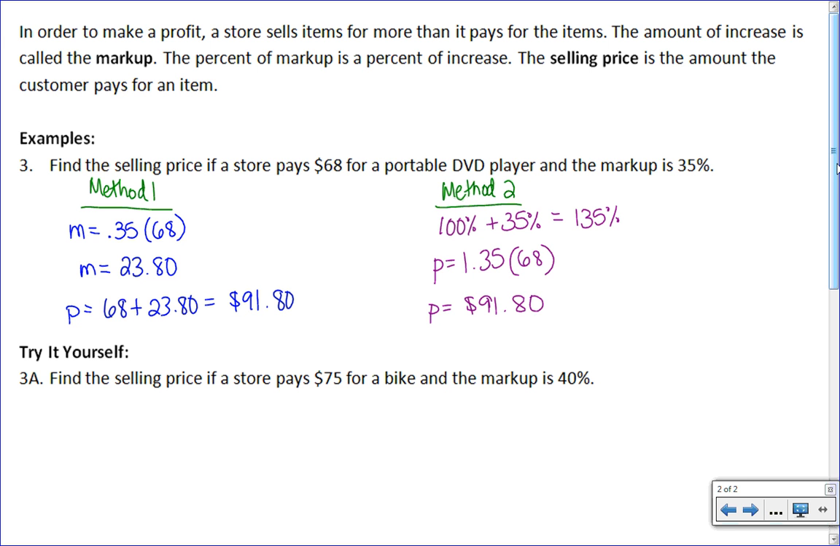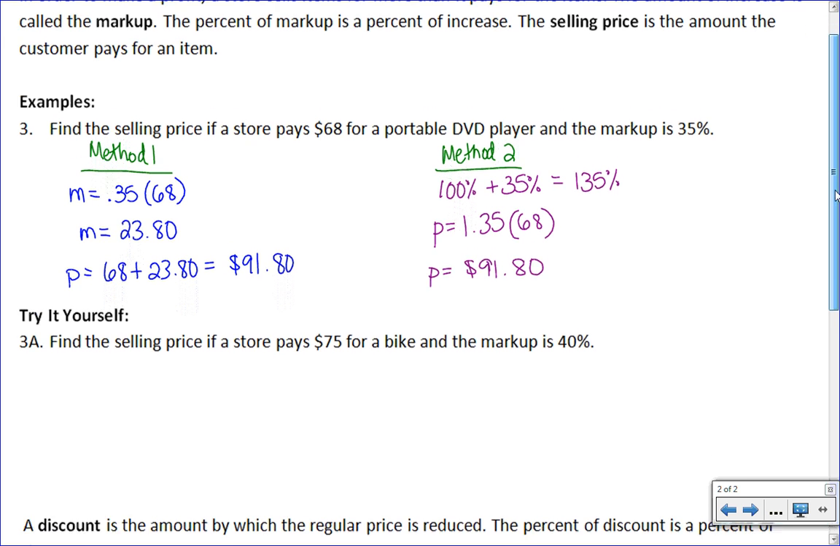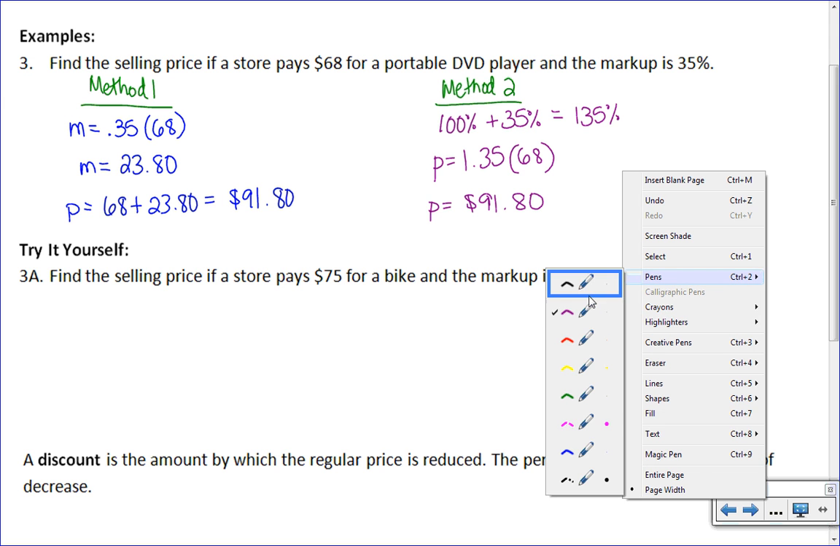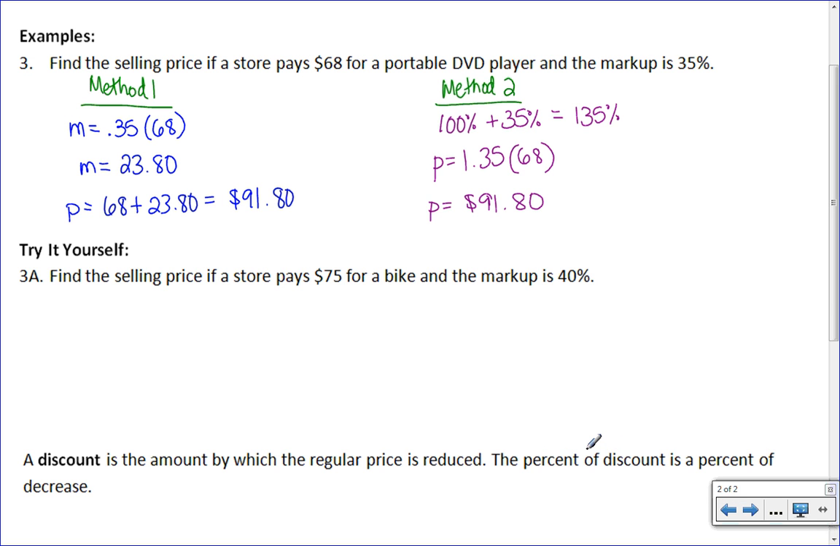But go ahead and pause the video, work through the try it yourself problem. When you're ready to check your answer, hit play to resume, and again, don't forget to show your work. Okay, for this try it yourself problem, you should have gotten $105.